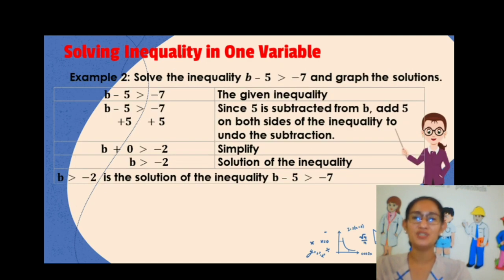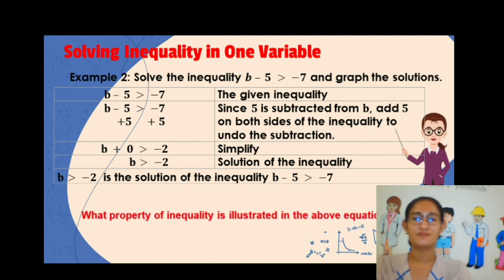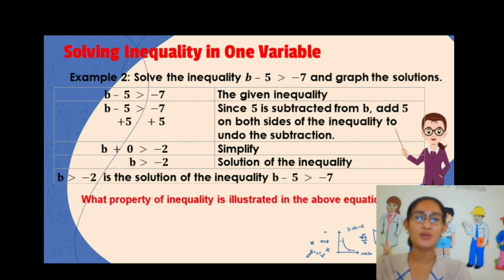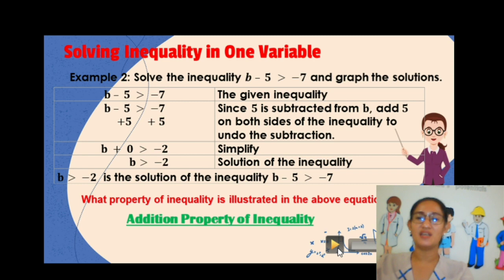Let's have example number 2. b minus 5 is less than negative 7. First, rewrite the given inequality. Since 5 is subtracted from b, add 5 on both sides of the inequality to undo the subtraction. Then simplify. The solution of the inequality is b is less than negative 2. What property of inequality is illustrated in the above equation? Addition property of inequality. Very good.